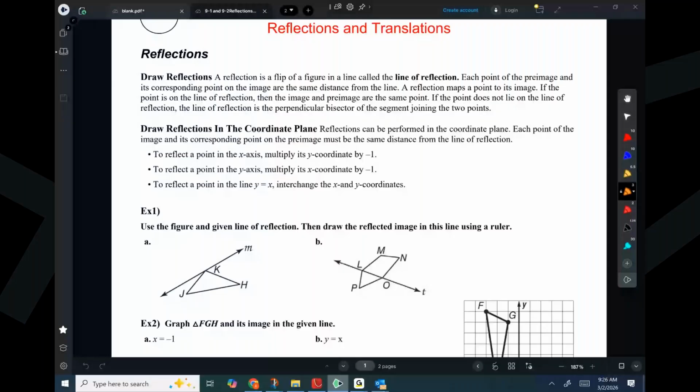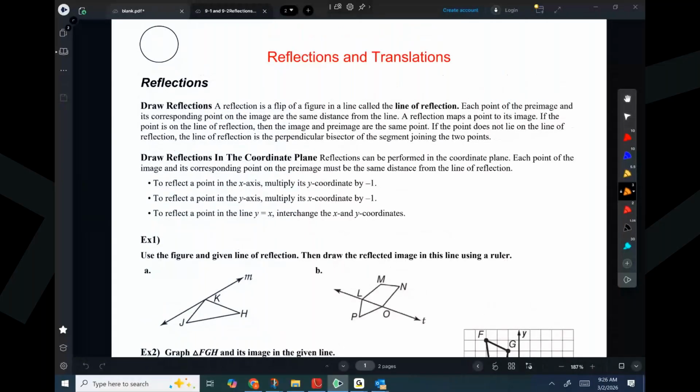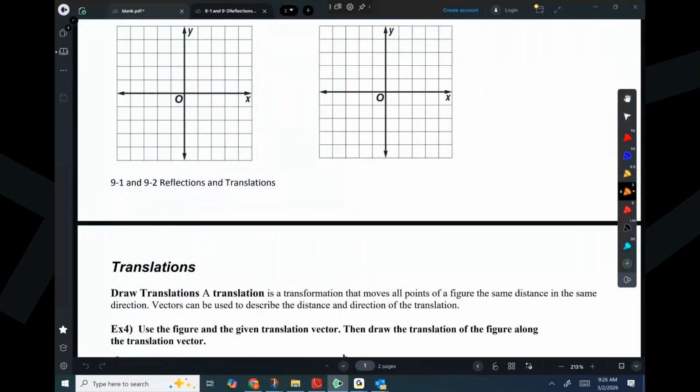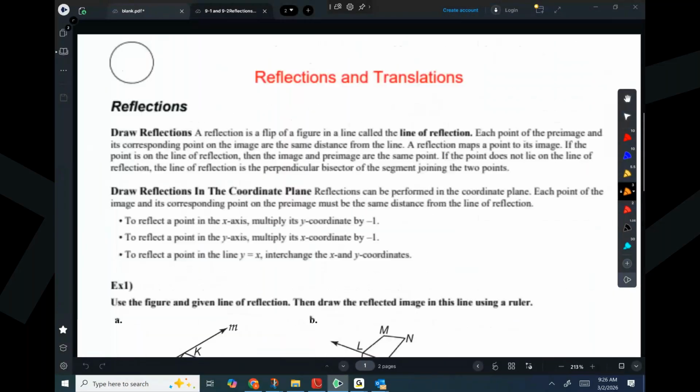Today we're going to do a lesson on reflections and translations. If you look in your notes, it's two lessons together. So you're going to jump them together because both of them are pretty simple.